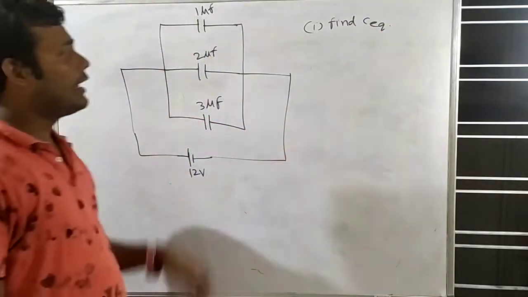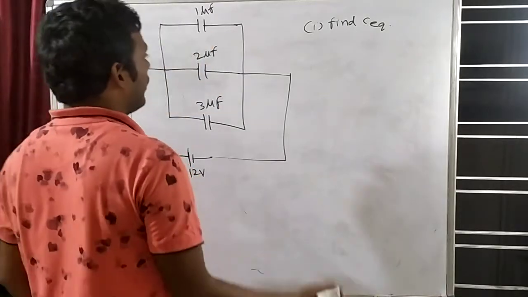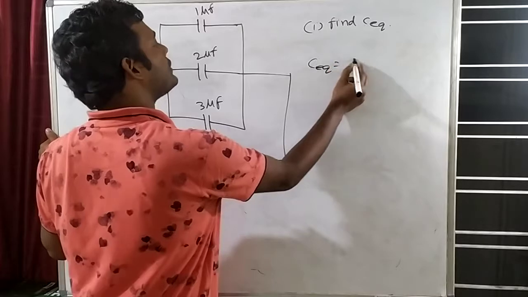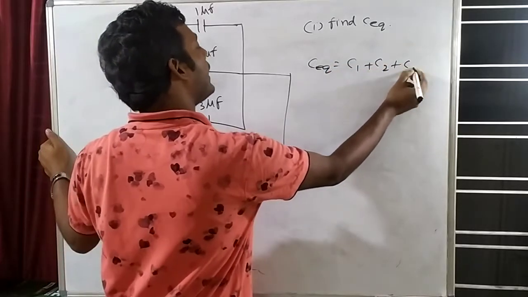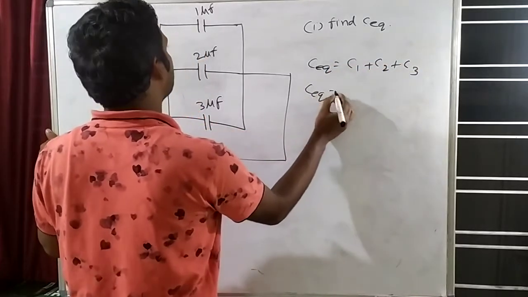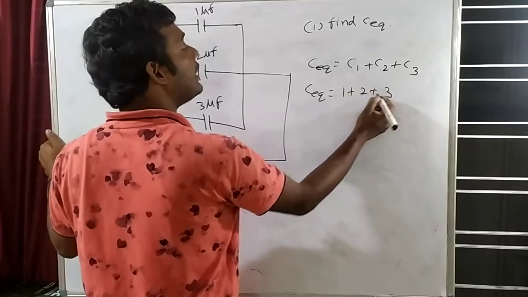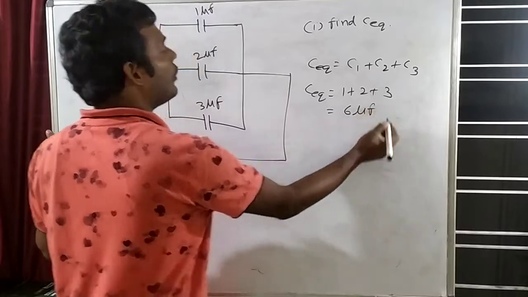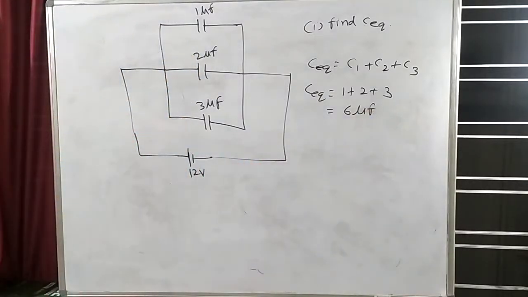This is connected in parallel, no? So in parallel combination, C equivalent is equal to C1 plus C2 plus C3. So can we write that C equivalent is equal to 1 plus 2 plus 3? That means 3 plus 2 is 5, plus 1 is 6 microfarad. What will be the answer of C equivalent? 6 microfarad. Clear?